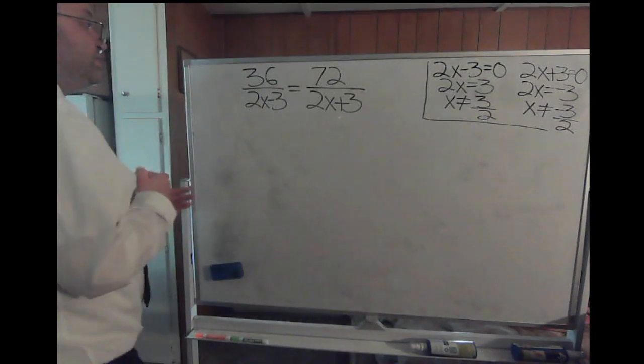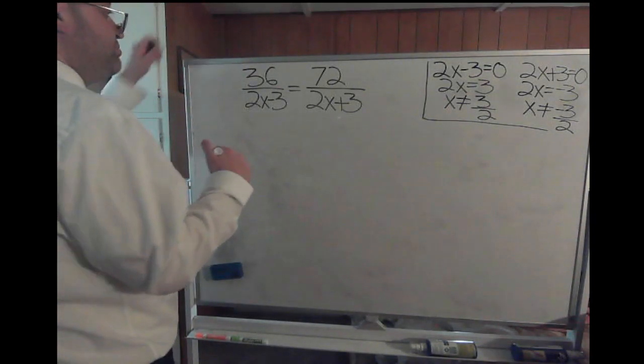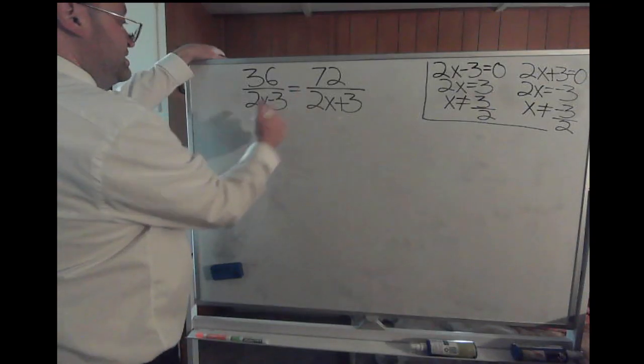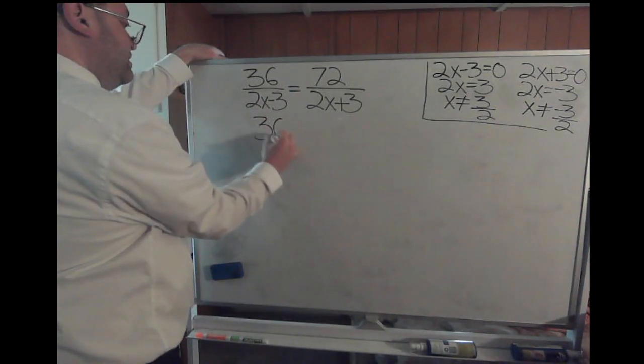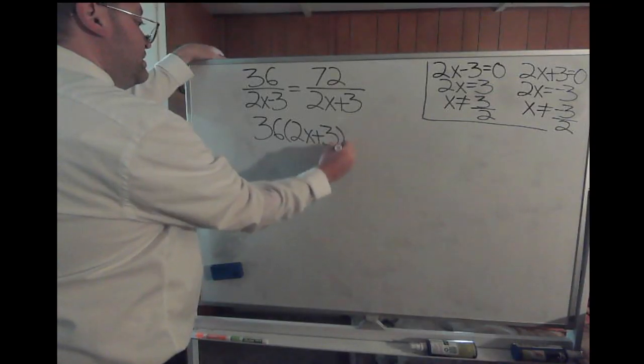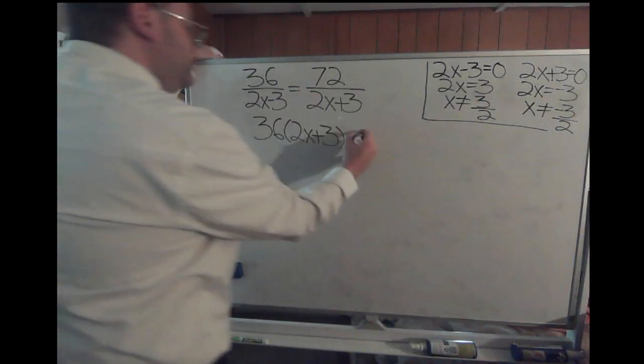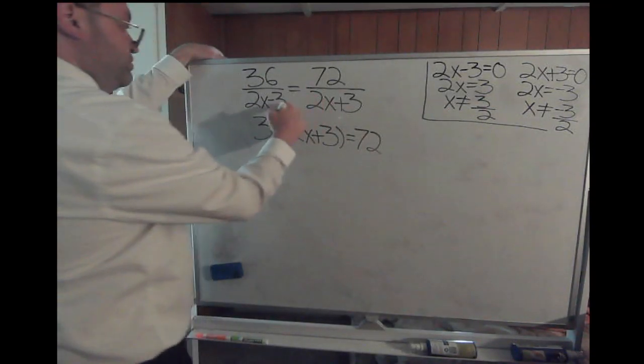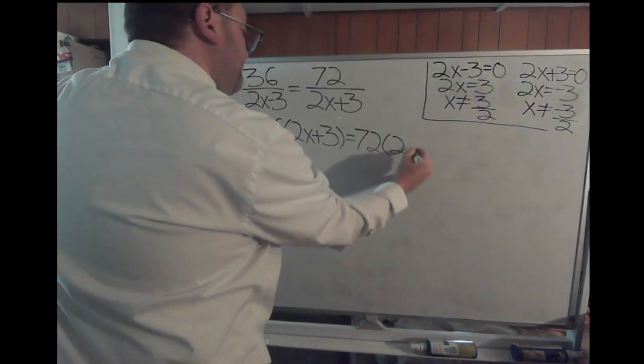Now that we've figured that out, let's take our cross products here. We have 36 times the quantity of 2x plus 3. That would be equal to 72 times your 2x minus 3.